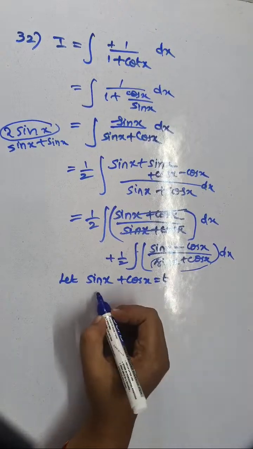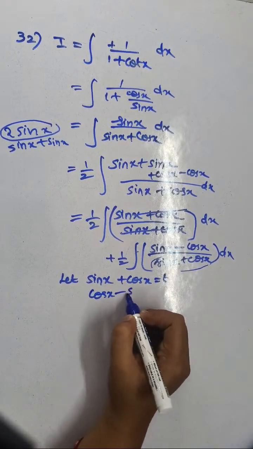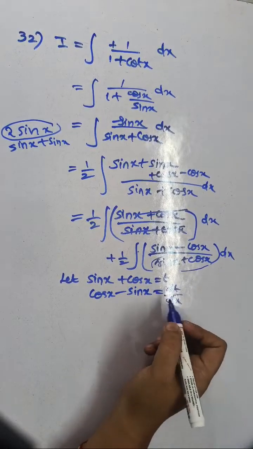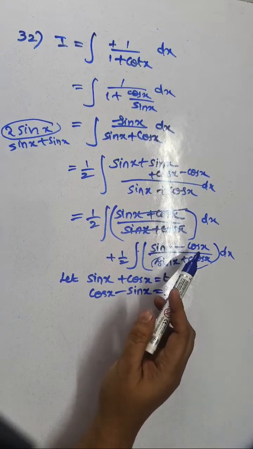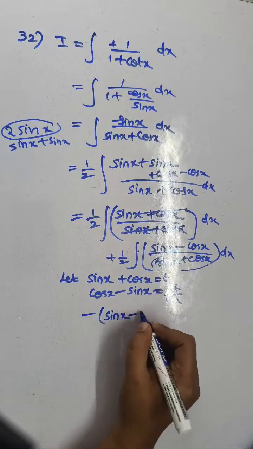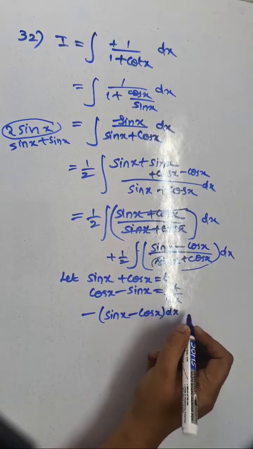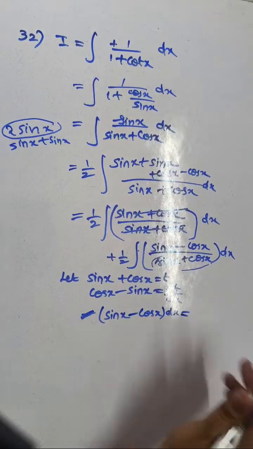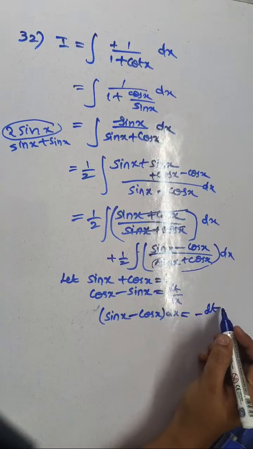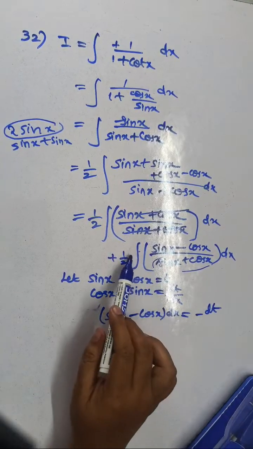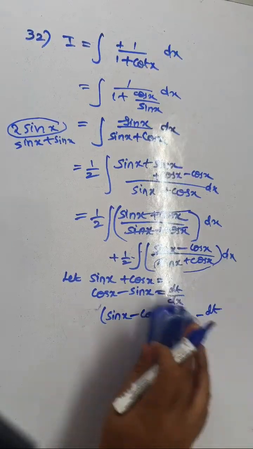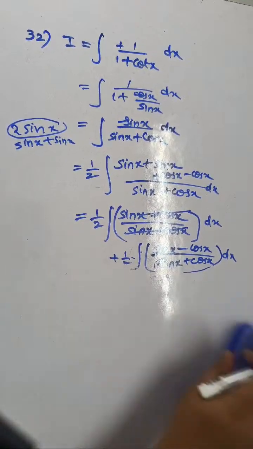Differentiate on both sides. You will get cos x minus sin x equal to dt by dx. Take minus as common, because we have sin x minus cos x earlier. So sin x minus cos x into dx equal to dt, and take this minus to the right side so that it is easy for us to substitute. So we get half into minus dt by t, that is log t. You have minus half log t.